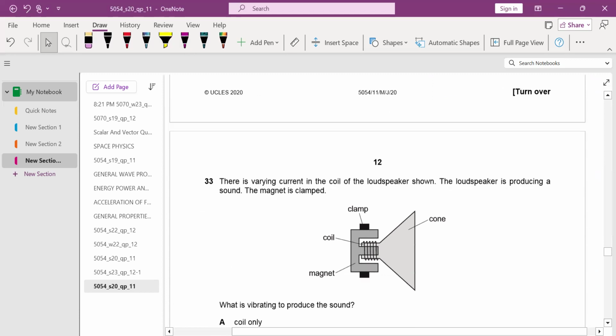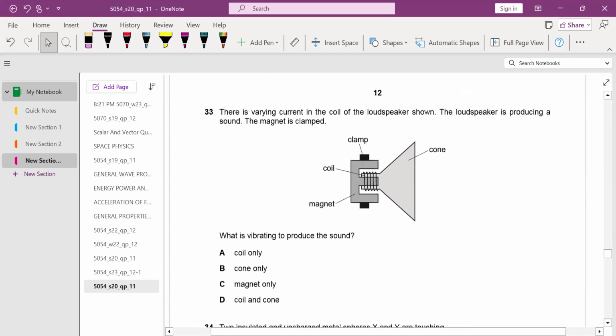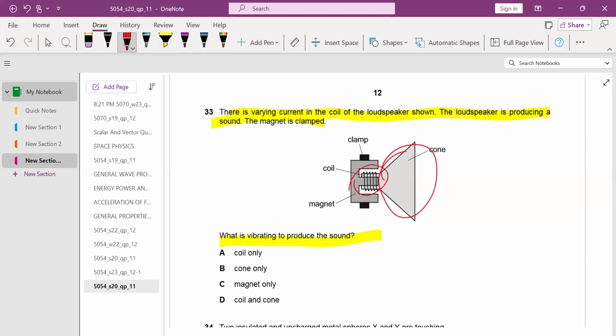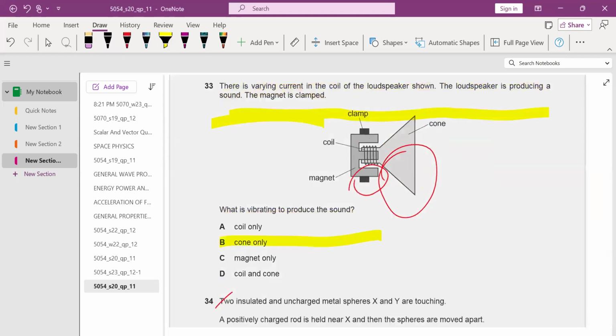Question number 33. There is a varying current in the coil of the loudspeaker. The loudspeaker is producing the sound and the magnet is clamped. What is vibrating to produce sound? So the things that are vibrating are the coil and the cone. So the sound is produced. Option D is correct for question number 33.